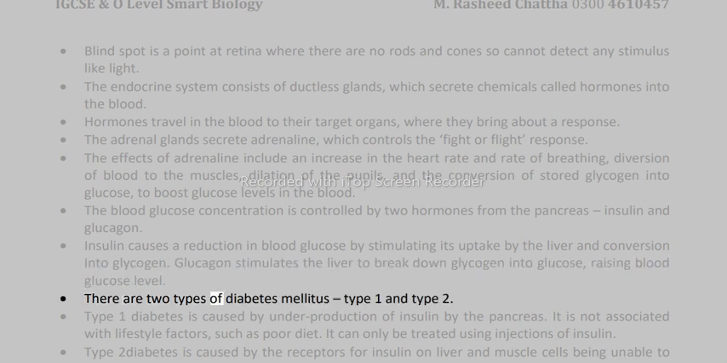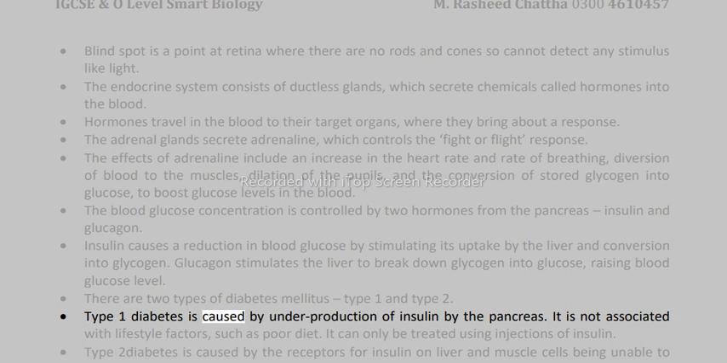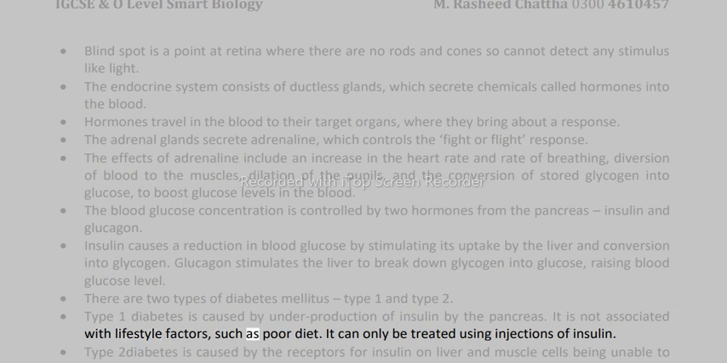There are two types of diabetes mellitus, type 1 and type 2. Type 1 diabetes is caused by underproduction of insulin by the pancreas. It is not associated with lifestyle factors, such as poor diet. It can only be treated using injections of insulin.